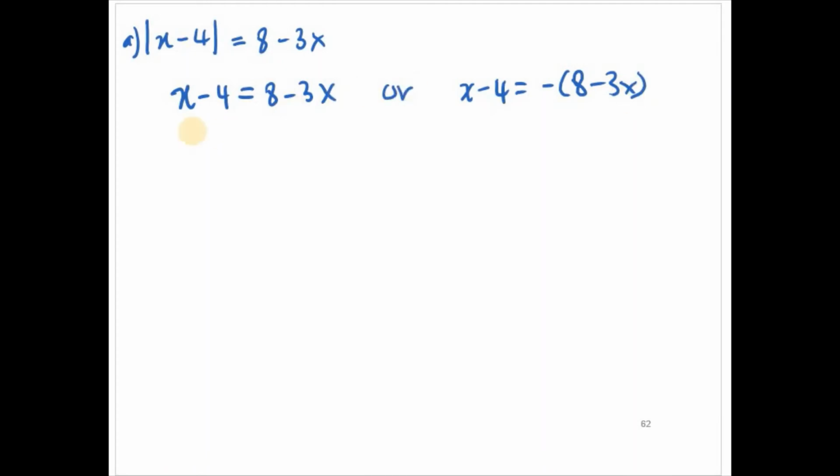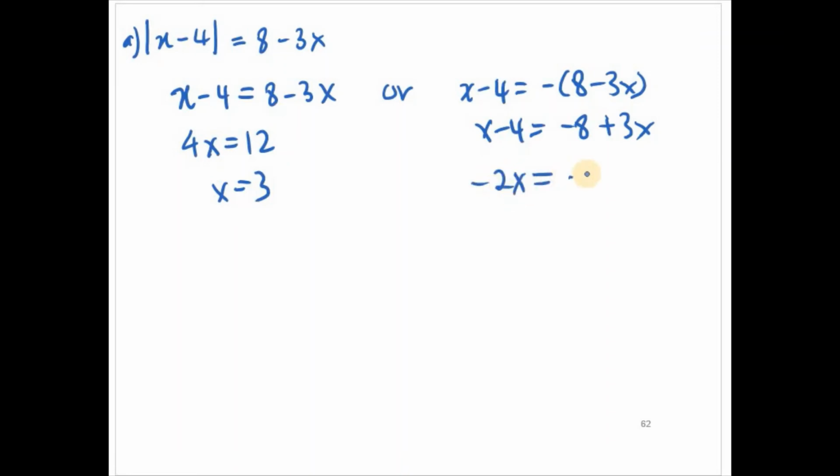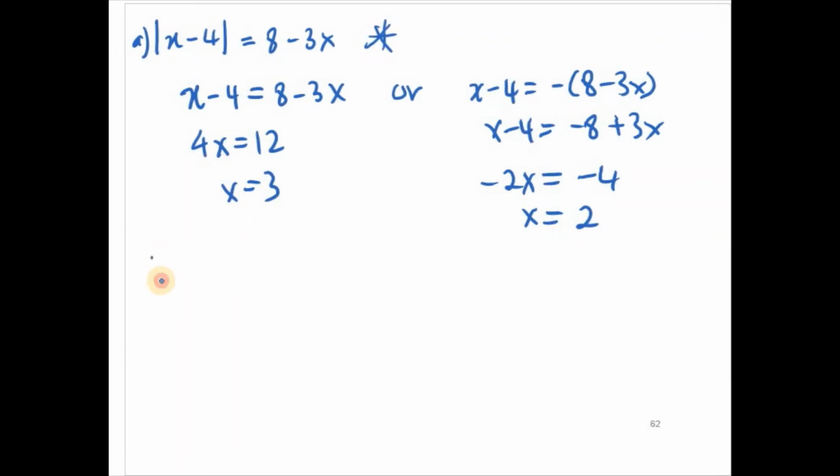Then we settle one by one. We will have here 4x equals 12 and x equals 3. Then we have x minus 4 equals negative 8 plus 3x, and we will have negative 2x equals negative 4, so x equals 2. Okay, before we conclude that x equals 3 and x equals 2 are the answers, we must first check whether x equals 3 and x equals 2 satisfy the equation. Okay, let's check.